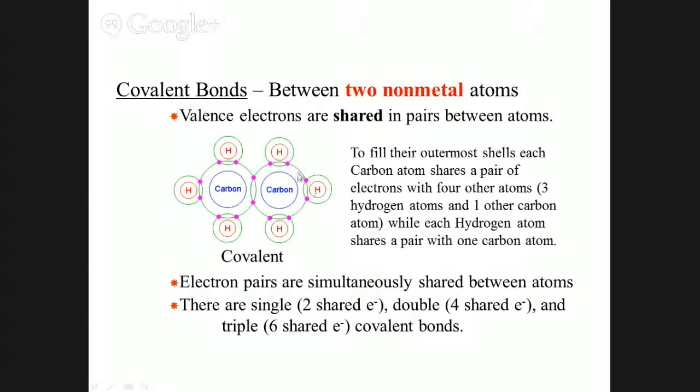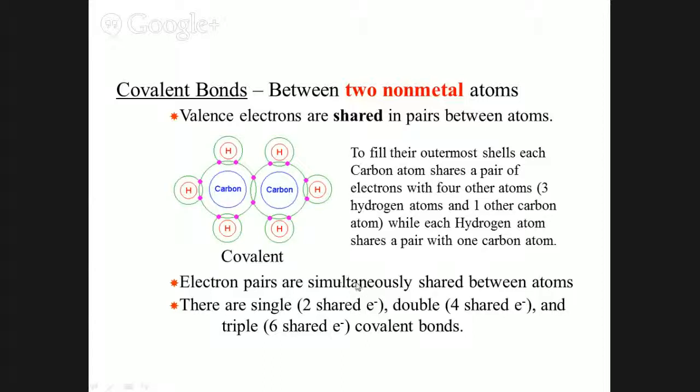But each of these hydrogens thinks it's got 2 valence electrons. That one shell is full. And each of these carbons is surrounded by 8 valence electrons. So as far as the carbon is concerned, even though it's sharing one with the other atoms, it's surrounded by 8. It has its octet, its second shell is full.